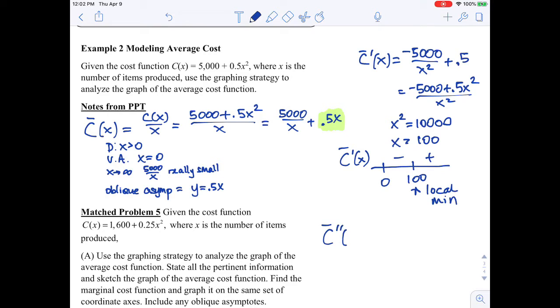Okay, now analyze the second derivative. You get 10,000 over x to the third, and that will always be concave up. And our lower bound is 0, because we know the domain starts at 0.